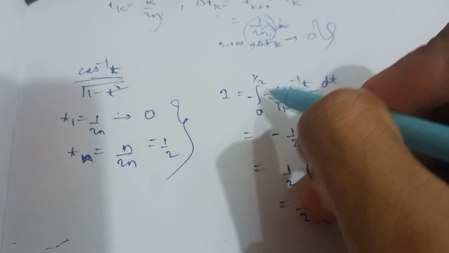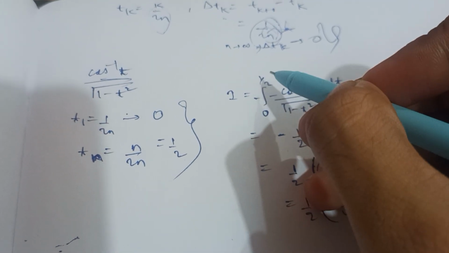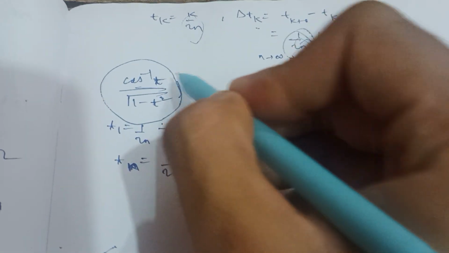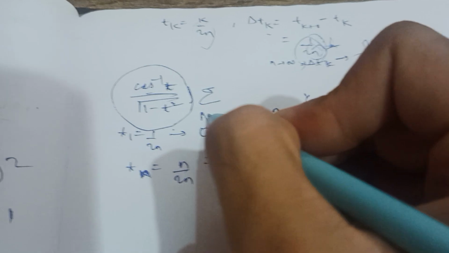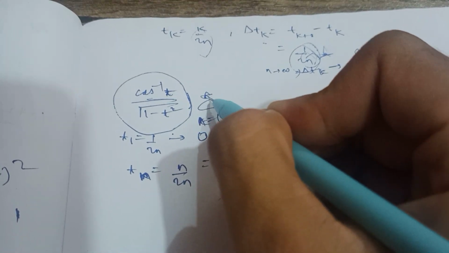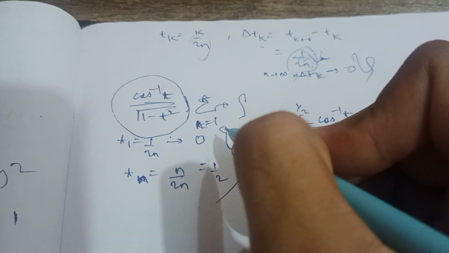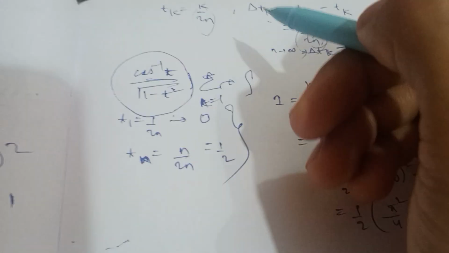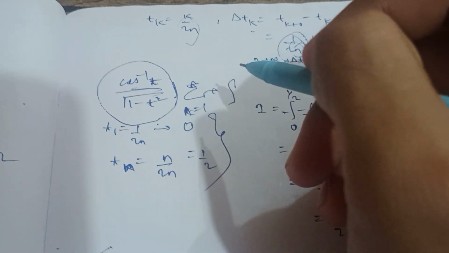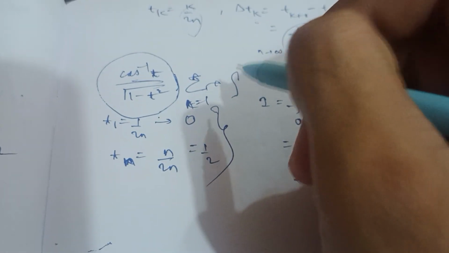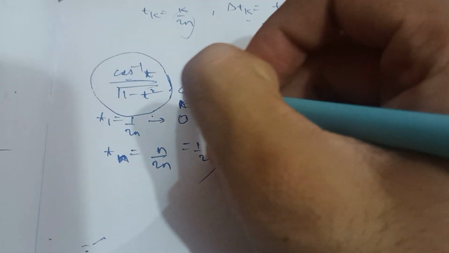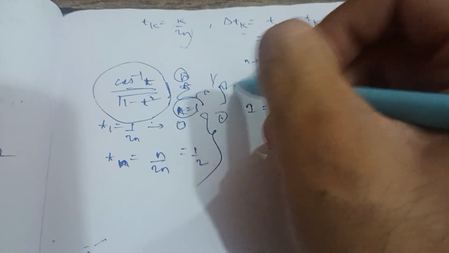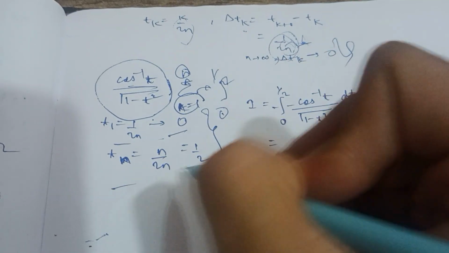Now the integral becomes minus of integral, and I am changing the limits to 0 to half. You understand now what I am doing here? I am just converting the summation, k equals 1 to n with n approaching infinity, to an integral. I hope you are familiar with the conversion of summation to integral. I'm not going to explain that, it is a fundamental concept. You must be familiar with it. For k equals 1 and k equals n, I am changing the limits from 0 to half, as I have found here that t1 is 0 and tn is half.